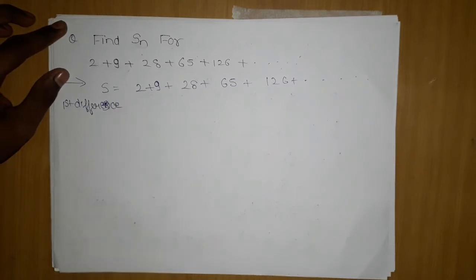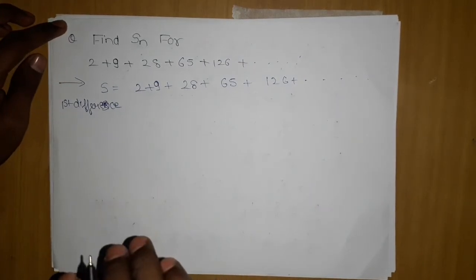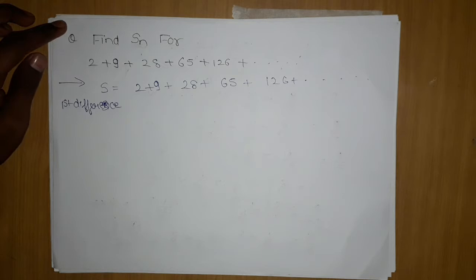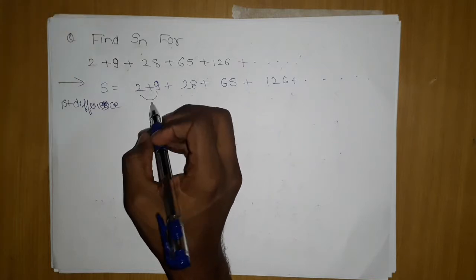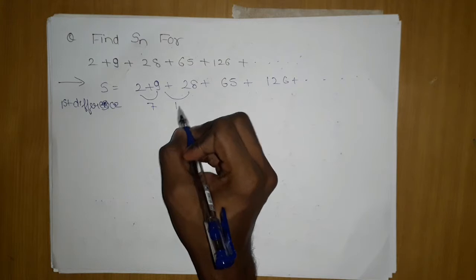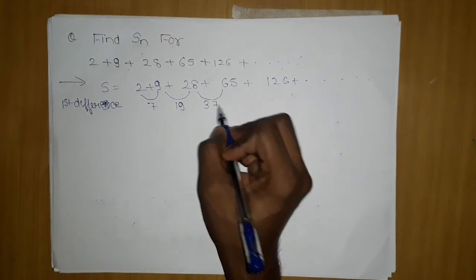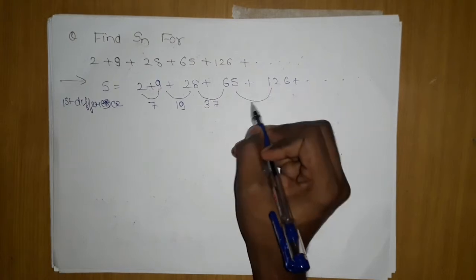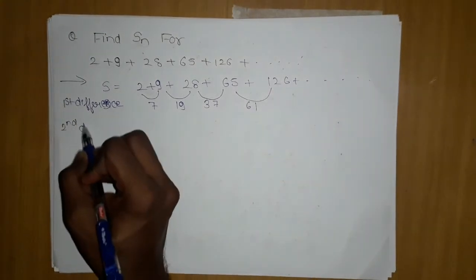But before doing this, wait a minute and think: can I predict its general term Tn? If you are able to predict, then you don't need to do any of the things I'm telling you, just directly apply the formula. The first difference is nothing but doing this, which will give you 7, this will give you 19, this will give you 37, this will give you 61. Now the second difference.